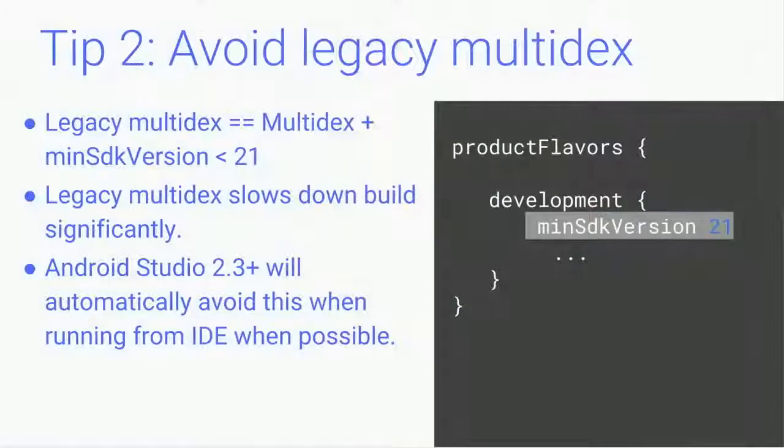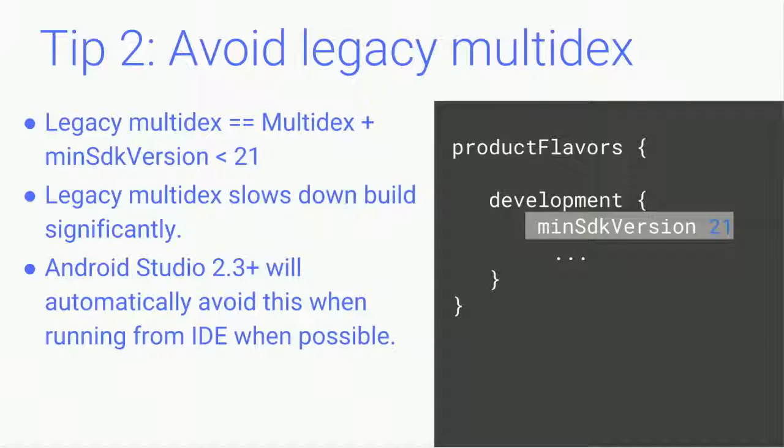Now, second tip is to avoid legacy multi-dexes. I think most of you know that if your app exceeds the 64K method reference limit, you will need to use multi-dexes. But what you may not know is that if your min SDK version is lower than 21 and you use multi-dexes, you will be using what's called legacy multi-dexes, which is a lot slower to build. So you want to avoid that.